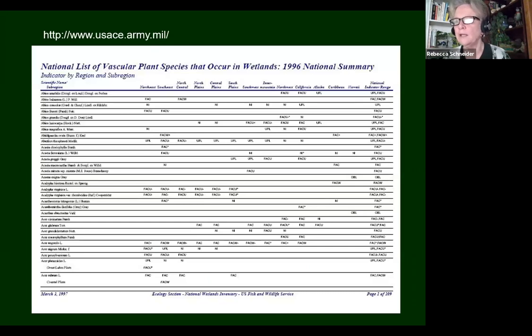This is what it looks like from the 1996 summary. And that's just the A's for Acer rubrum, red maple, by region and whether or not they're facultative upland, facultative wetland, obligate, or whatever. And so you can actually learn a lot about what plant species can deal, and it's useful. You can use this to help do restorations. You can use it for a rain garden design. It's a really powerful database.